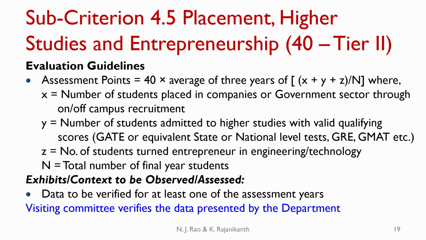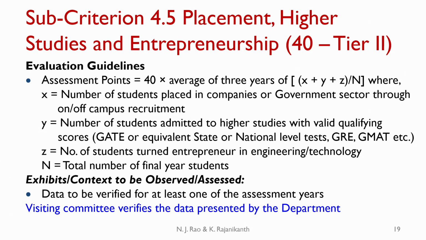y is the number of students admitted to higher studies with valid qualifying scores. Once again, this is to be noted, the qualifying score is in the GATE or equivalent state or national tests, GRE, GMAT, etc. Some people can get into postgraduate studies without going through any of these qualifying scores. They are not counted. We are only counting the number of students who have gone into higher studies based on valid qualifying scores.